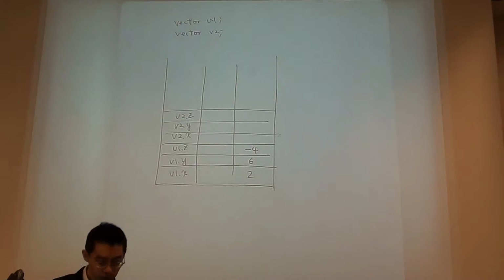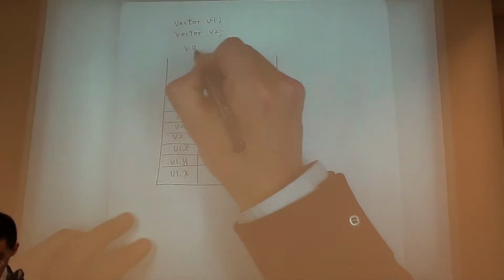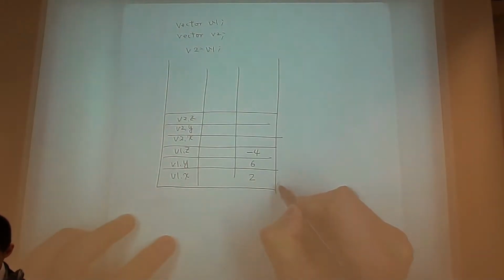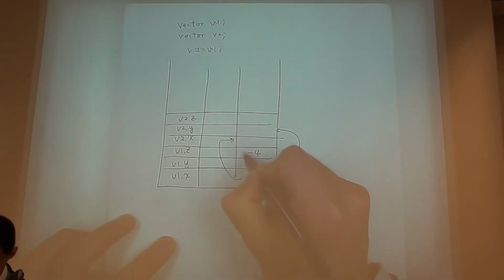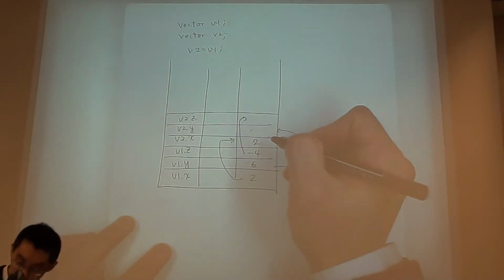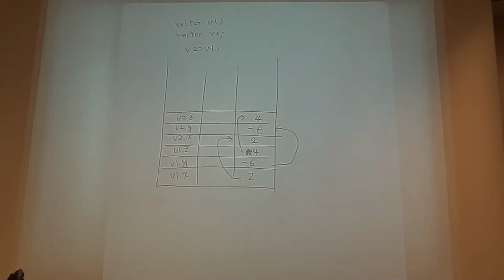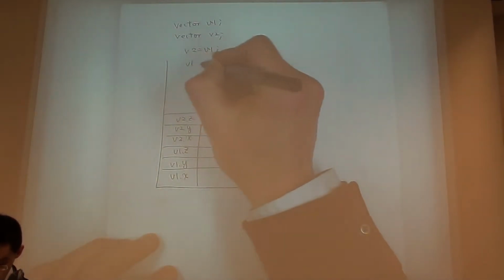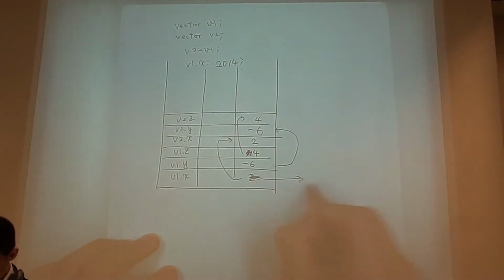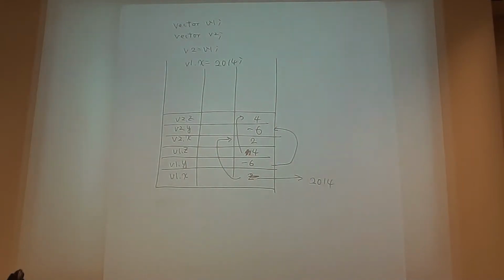The next line says v2 equal to v1. That means I'm going to copy attribute by attribute: 2, minus 6, and 4. And after the copy, they have different memory locations. Therefore, if I say v1.x equal to 2014, then v2.x is still 2. I change this one to 2014, and v2.x is still 2. So did I answer your question about assigning?